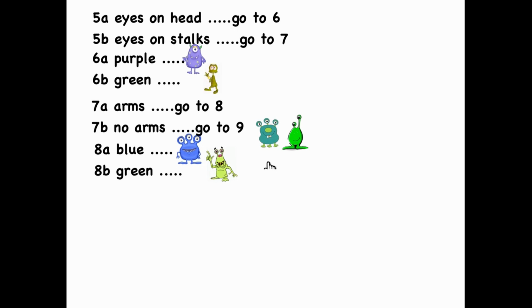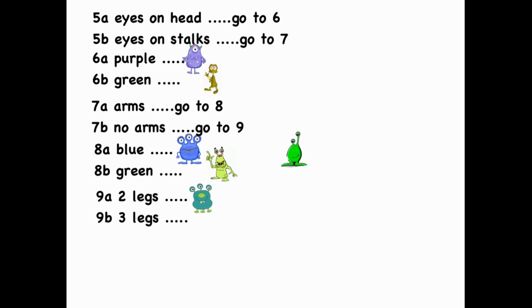Lastly, I can use the number of legs to distinguish between these 2. So I now have a dichotomous key that I could use to identify these alien species.